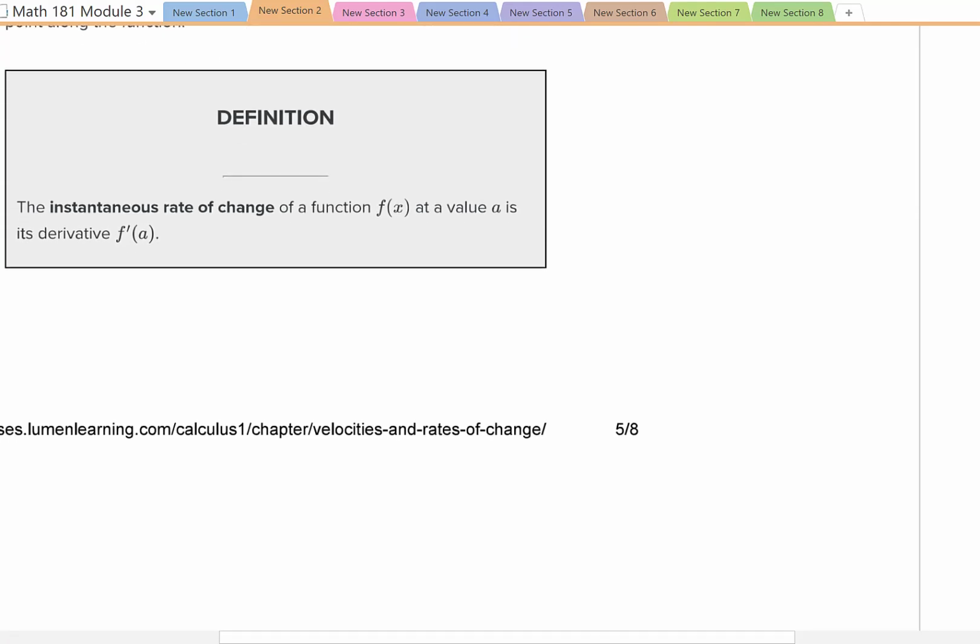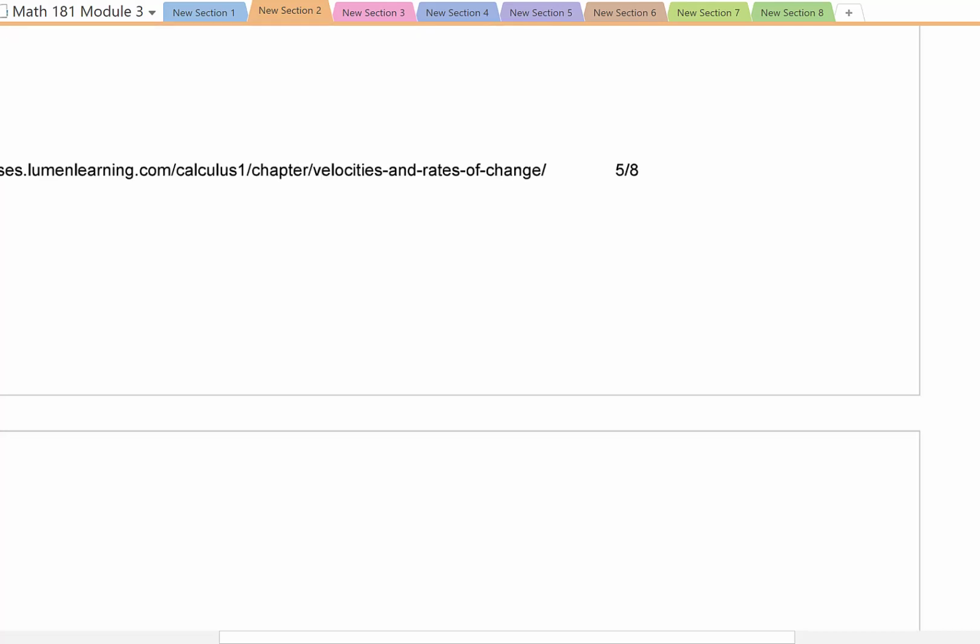The instantaneous rate of change of a function f of x at value a is the derivative f prime at a. So, hope that makes sense.